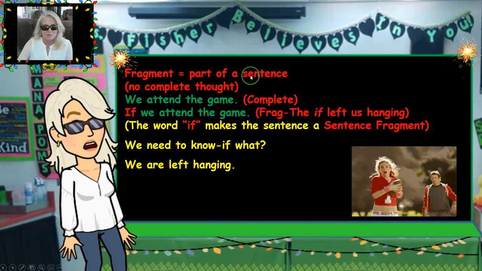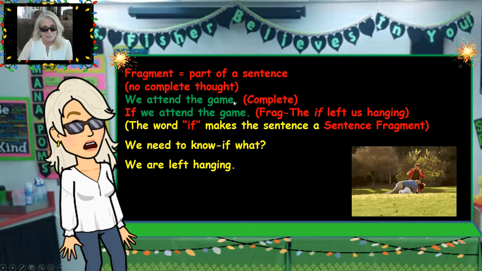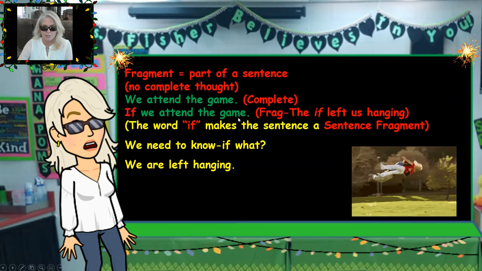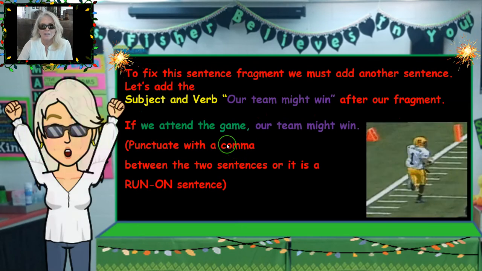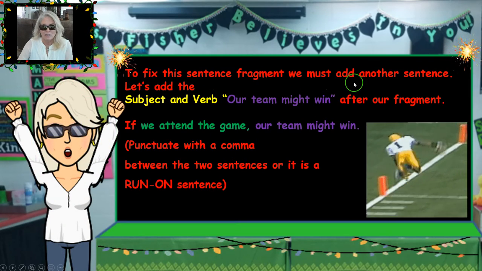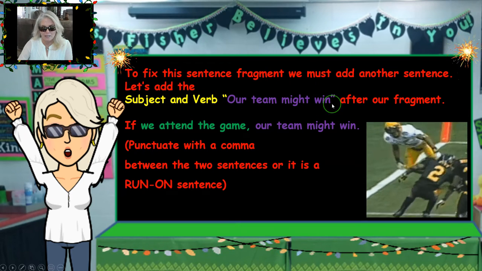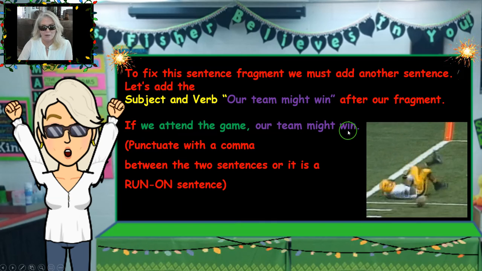A fragment is a part of a sentence. It's not a complete thought. We attend the game. That's a complete thought. But if I said, if we attend the game, now it's no longer a complete thought. We have to know if what, we're left hanging. So to fix this sentence fragment, we must add another sentence. So we could add the sentence, our team might win, after our fragment. If we attend the game, our team might win.